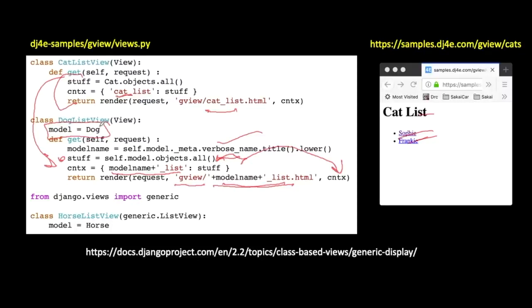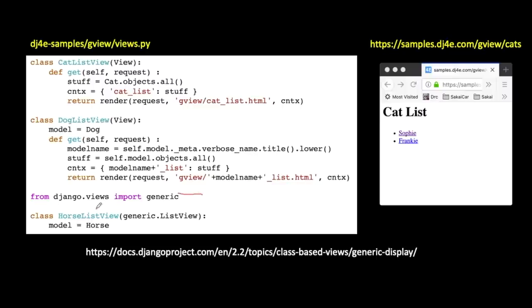So I do this to give you a sense of how this works. You can do the exact same thing for horses by doing this. And that is, you import the generic, Django views generic, right here, and you say, I'm going to make a class called horse list view. I'm going to extend not just view, but generic list view.